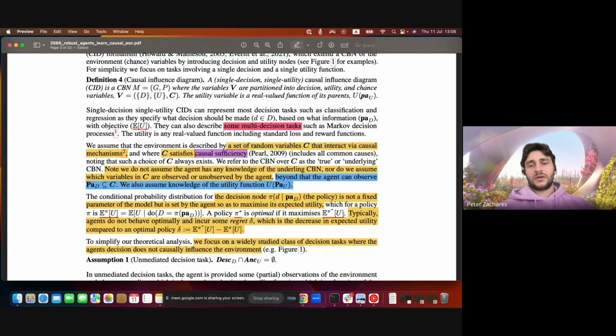So I'm going to read it out and then just reiterate a little bit. So what is regret? It's always with respect to a policy. Typically, agents do not behave optimally and incur some regret delta, which is the decrease in expected utility compared to an optimal policy. So the difference between your expected utility when you're using the optimal policy and your actual utility.